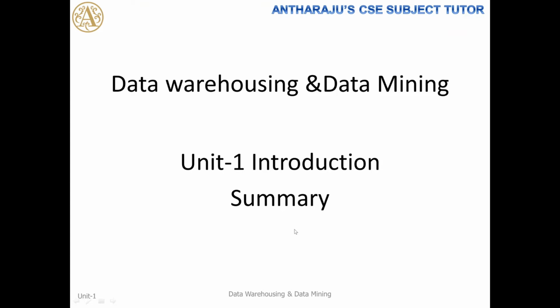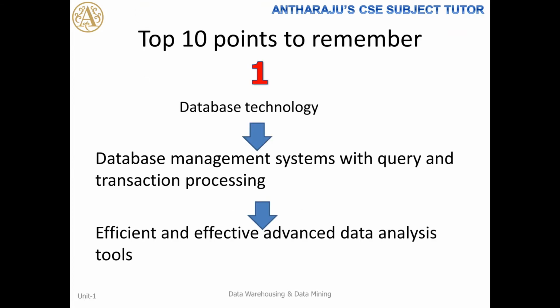Now, we are in the unit number 1 introduction summary level in the data warehouse and data mining subject. So this is the last video in unit number 1. After that I will start unit number 2 in the next coming video. Now if I summarize the whole unit in 10 points, I would like to summarize the complete unit within these 10 points.